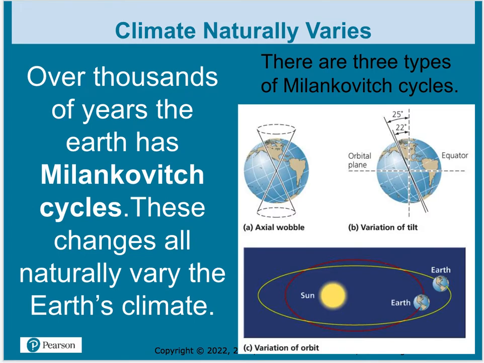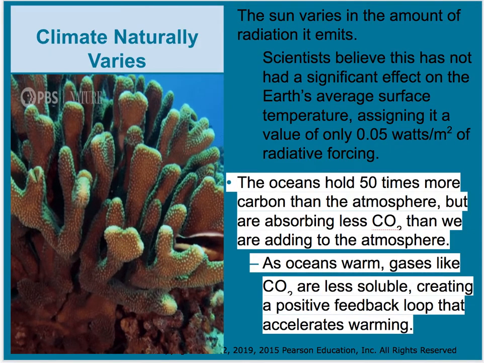Now, some climate change is actually very natural and it varies on its own. There are three different ways that this can happen. One can be an axial wobble or shift, a slight variation in tilt, and sometimes just where the Earth is in its orbit is going to change the climate at the time.